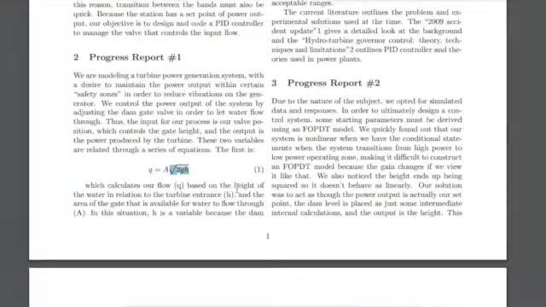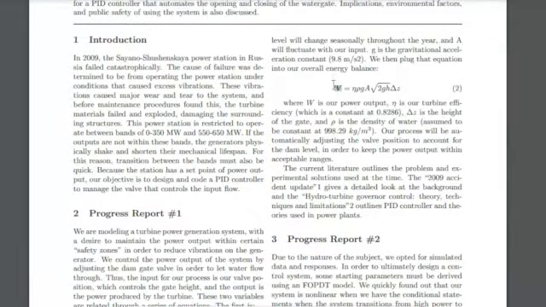Once we have our flow, we can then plug it into this equation for power output, where eta is our turbine efficiency, rho is our water density, g is our gravitational acceleration constant, A is the area of the gate, as previously mentioned, h is the height of the water in the dam, and delta z is the height of the gate, or the gate position.